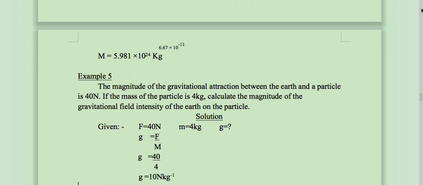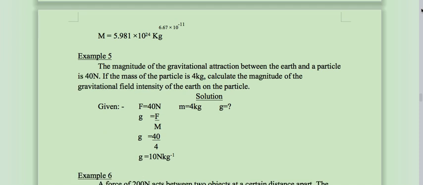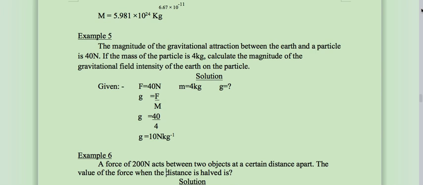Lastly, example 5. The magnitude of the gravitational attraction between the Earth and a particle is 40 Newton. If the mass of the particle is 4 kilogram, calculate the magnitude of the gravitational field intensity of the Earth on the particle. We are given force of attraction 40 Newton, the mass of the particle 4 kilogram, and we are looking for the gravitational field intensity. Remember, our name for gravitational field intensity is the strength of the gravitational field, which is the small g.